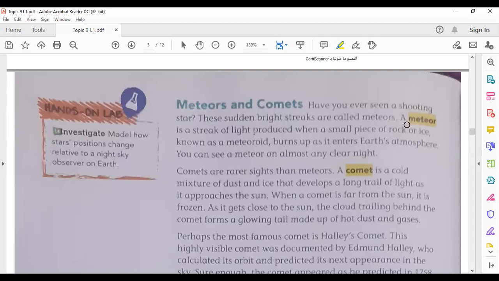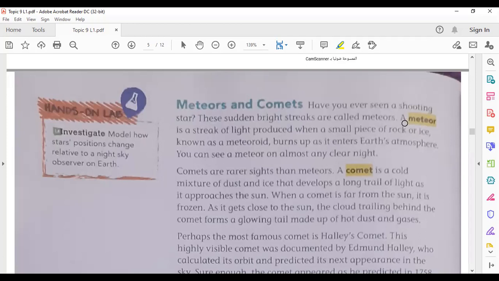Outer planets are made up of gases. They are called giant gases. They are farther from the sun, and also they are much larger than the inner planets. These planets are Jupiter, Saturn, Uranus, and Neptune.